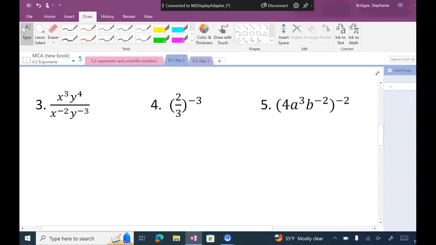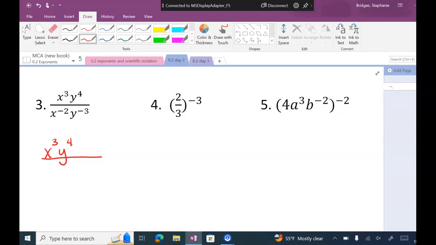We're going to move everything that is negative, and I'm going to go piece by piece. The x to the third at the top, is that negative? No, so I'm going to leave it at the top. The y to the fourth at the top, is that negative? No, so that's also going to stay at the top. And here's where we have a little bit of difficulty, but I'm going to do it like a 2-step process.